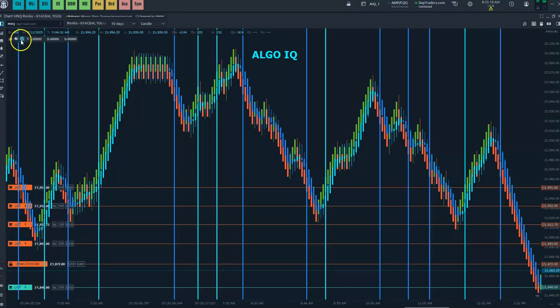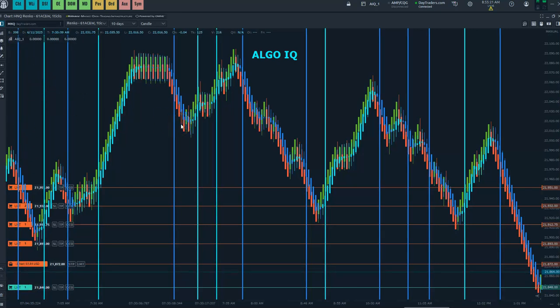Let's talk about the AIQ1 indicator. We use it for two modes. One, you can use it for reversal and trend continuation trades. Number two, we can configure it differently and use it for momentum burst and the mom signals.